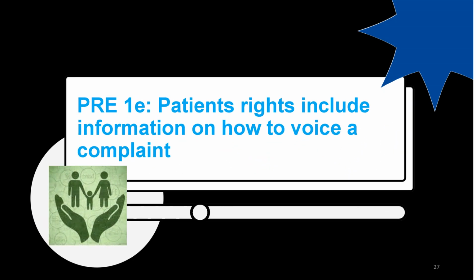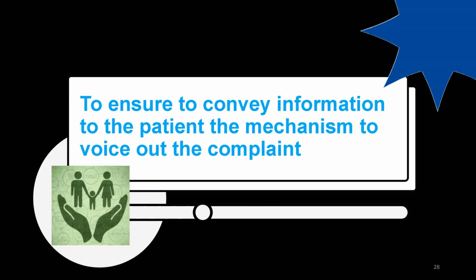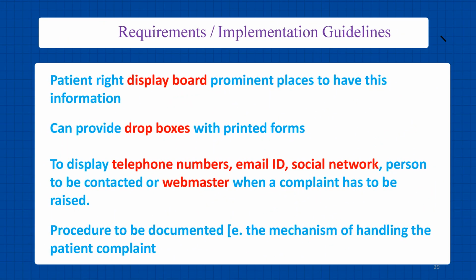Patient rights include information on how to voice a complaint. Ensure to convey to the patient the mechanism to voice complaints. The patient rights display board in prominent places should have this information. Provide drop boxes with printed forms, and display telephone numbers, email IDs, social network, person to be contacted, or webmaster when a complaint has to be raised. The procedure is to be documented.